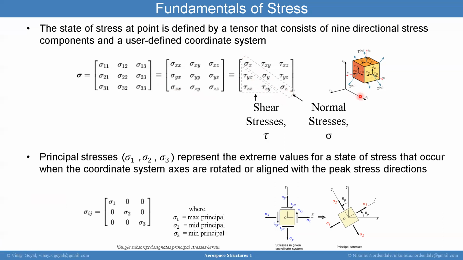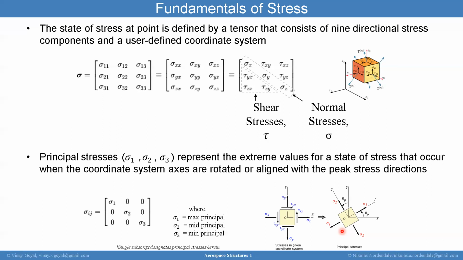If you want to talk in terms of principal stresses, which you should all remember, that is where you take a stress tensor and you rotate your little stress block to maximize the normal stresses. Those become the principal stresses. And those are your extreme values for any state of stress that occur when you're rotated to align with the peak stress directions. And so when we talk principal stresses, that's where you see sigma 1, 2, and 3, as opposed to sigma X, Y, and Z in the original stress tensor.